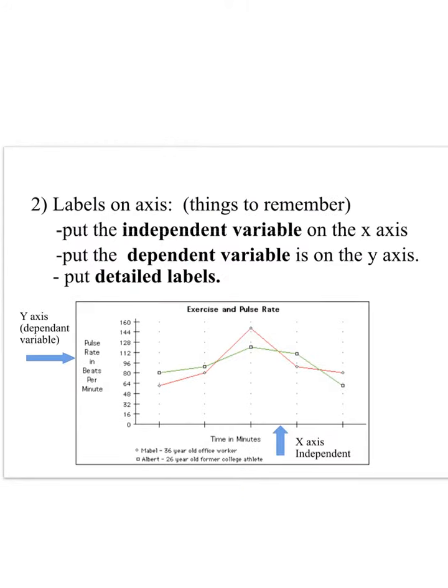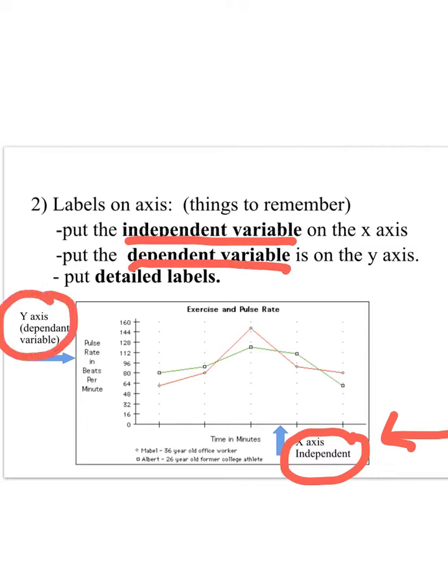Next thing you need to remember when you're making graphs is you need to put your labels on your axes. Now when we are making graphs, our independent always goes on the x-axis, which is the horizontal one down here. And the dependent variable always needs to go on the y-axis, which is what you have going this way, vertical. And so again, dependent, what you're measuring, goes on the y. Independent, what you're changing, goes on the x. And you need to make sure you label them.